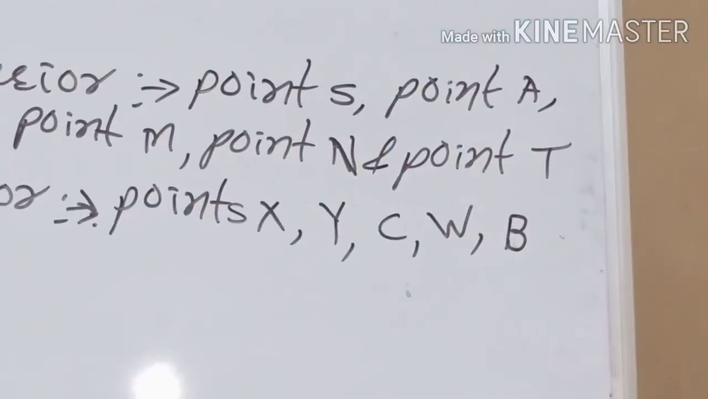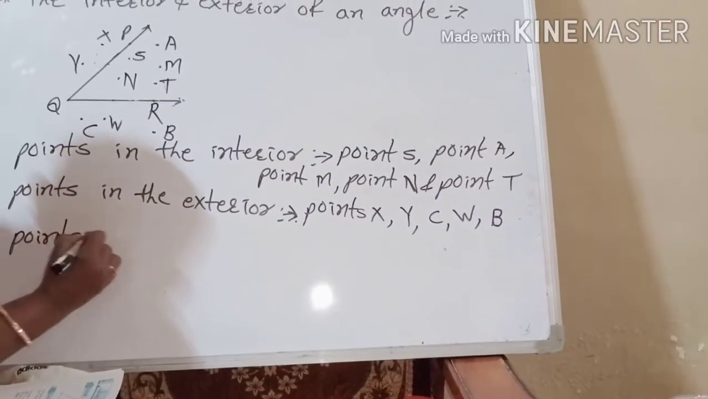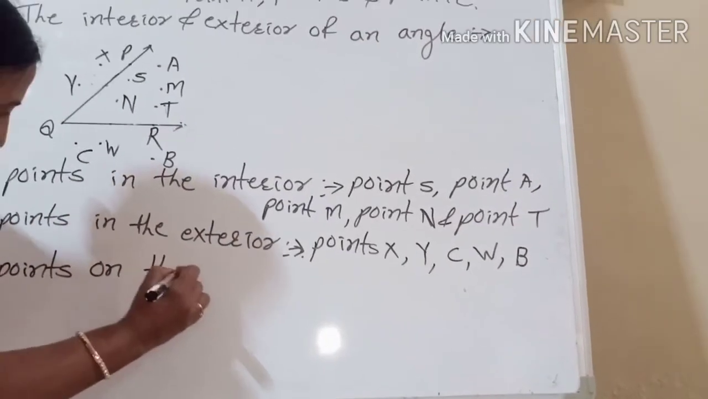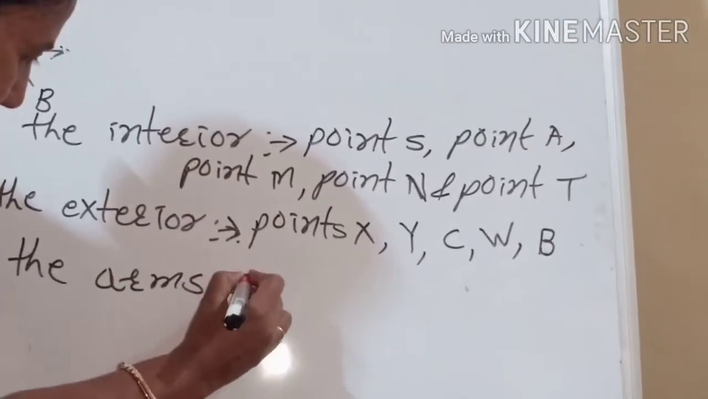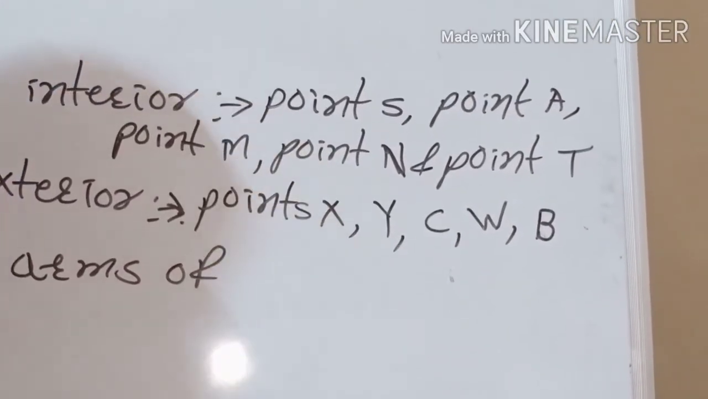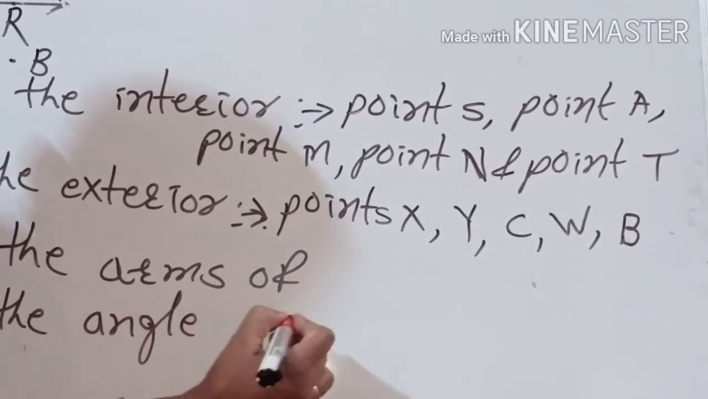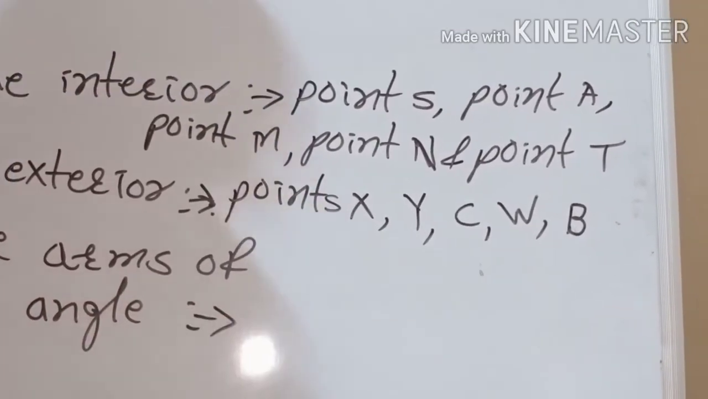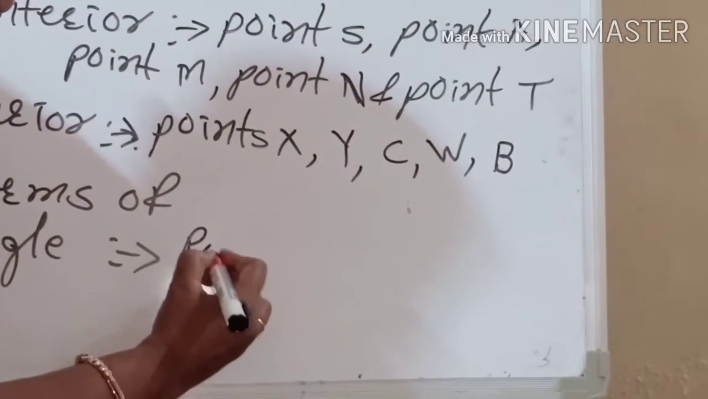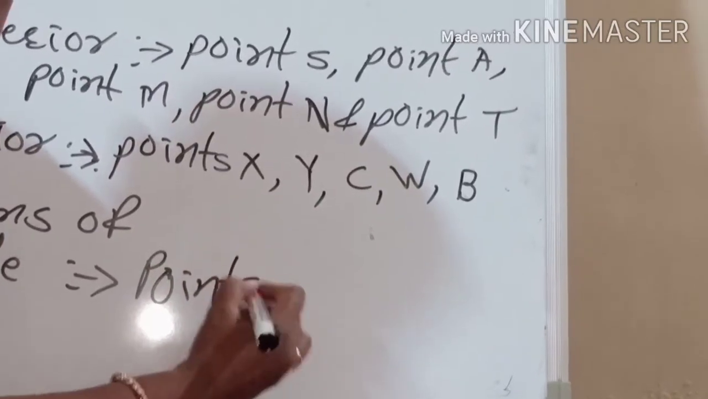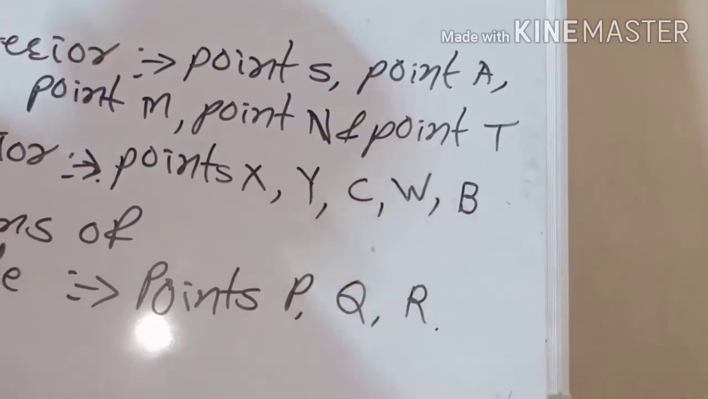Next, points on the arms of the angle. Points on the arms of the angle, points P, Q and R.